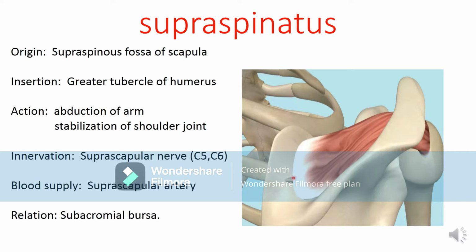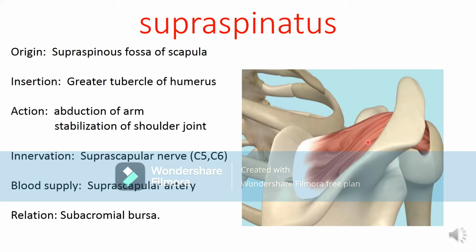So when this muscle contracts, it initiates abduction. Abduction is a complex movement of the shoulder joint, and our muscle here initiates this movement. The second function, and the common function of the rotator cuff muscles, is stability of the shoulder joint.